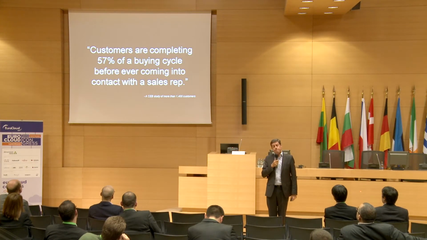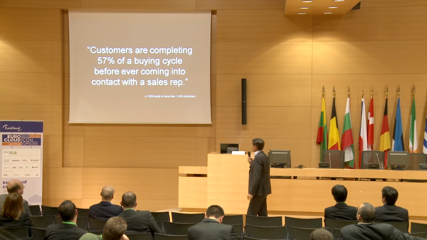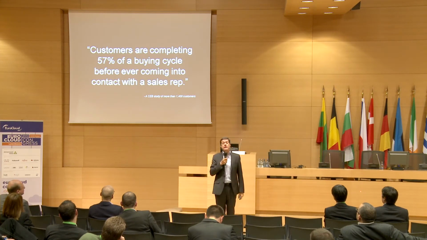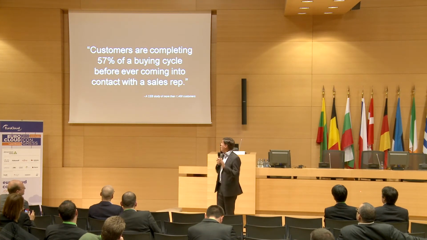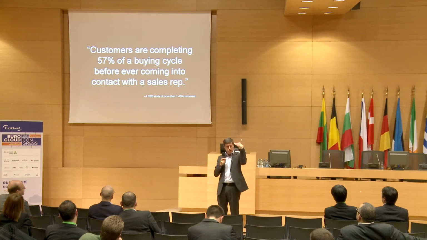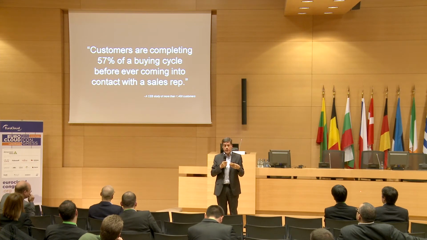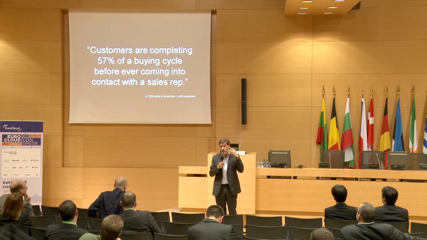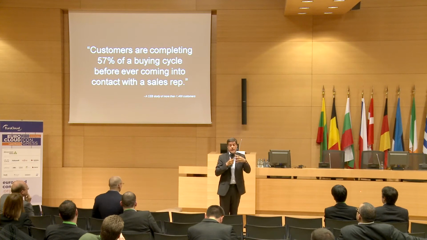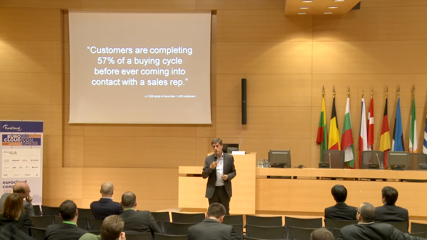Interesting piece of research from earlier this year, I found customers are completing 57% of a buying cycle, those decision steps we all go through when we're going to make a purchase decision, before ever coming into contact with a representative of the company. In other words, a human being. 57% of our decision is made through influence, and that influence is online and virtual. What does that tell us?